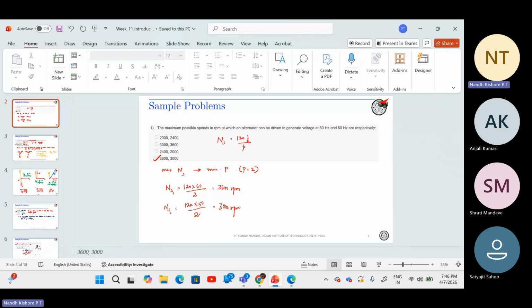On Saturday, there is an extra session where I thought I will solve a few problems on two-port networks. If you want to attend it, you can attend it on Saturday. I think the time is a little different, so it will be intimated to you via mail. I forgot exactly whether it's 3 to 5 or 4 to 6, but we will see a few problems on two-port networks.